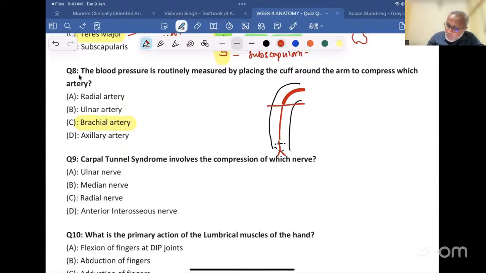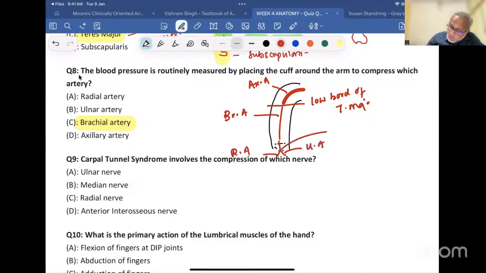So what is this level? This is lower border of teres major. So this is axillary artery. This is the brachial artery. This is the radial artery. This is the ulnar artery. And what is this level? This is the neck of radius.